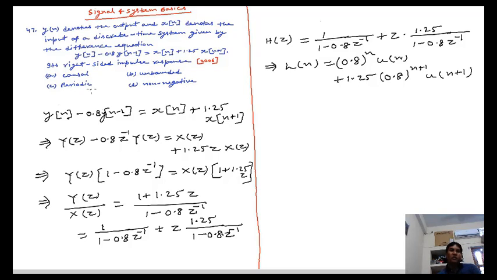Let us see option C. It is periodic. This one is never periodic. Let us see the last option, non-negative. Since there is no negative term, it will always be non-negative. So this impulse response h[n] will always be non-negative, and hence option D is the correct one.